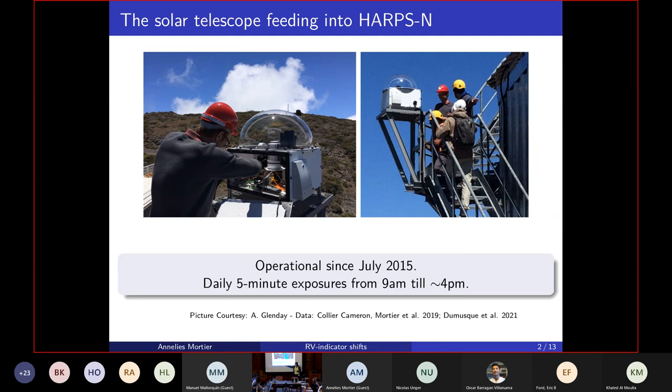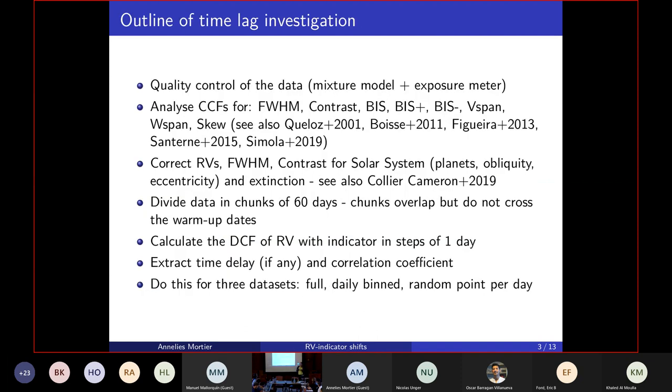For the data itself, Andrew in 2019 and then especially Xavier in 2021 with the new pipeline published it, and as far as I know, the first 3 years of it are publicly available. Now, to investigate the time lag, this is roughly what I have done. First, there's quality control of the data, because we have the little dome. It just observes, and the telescope doesn't really care whether there's a cloud or whether it's raining or snowing or there's a volcano erupting. So I use a mixture model and the exposure meter information that we have to select the actual good data.